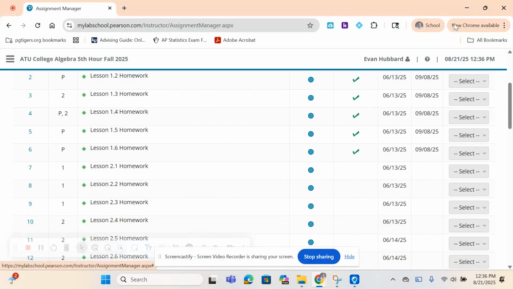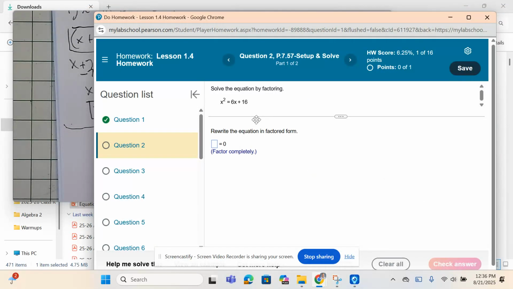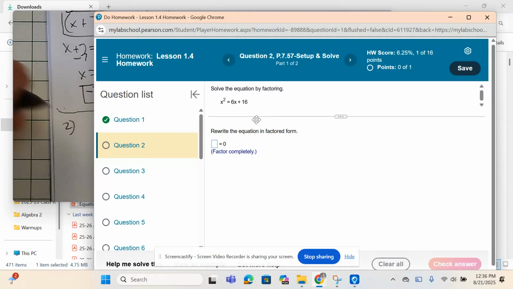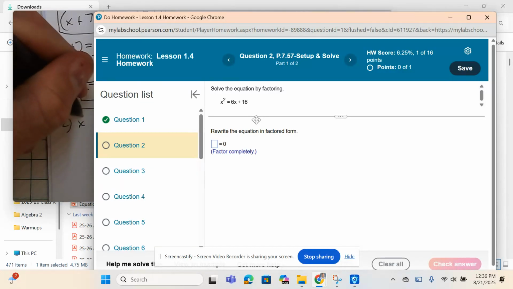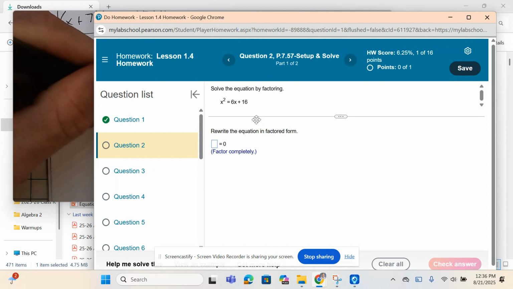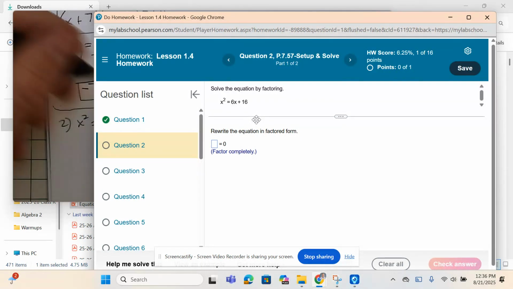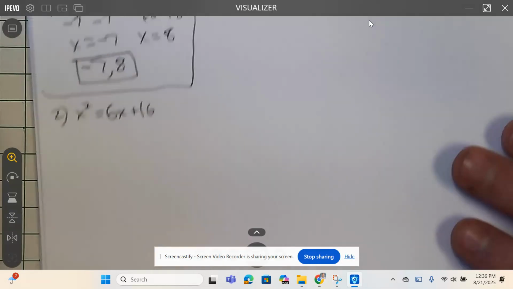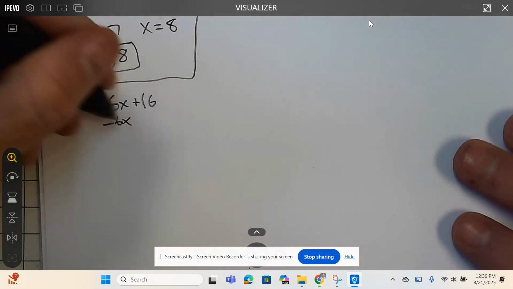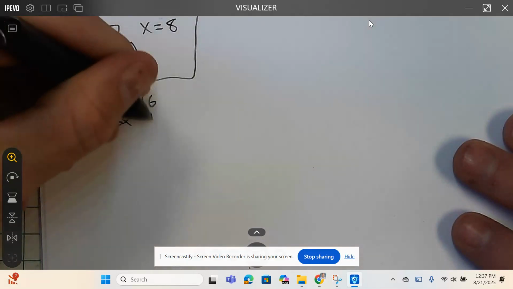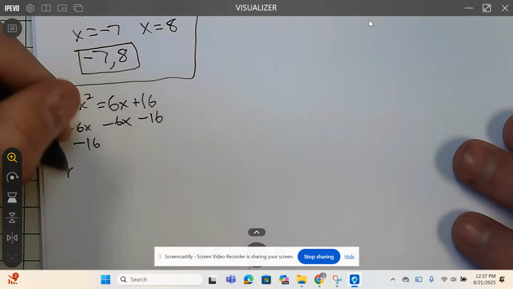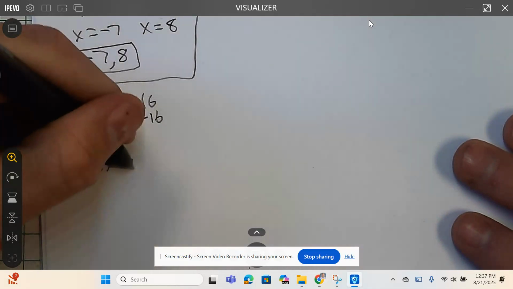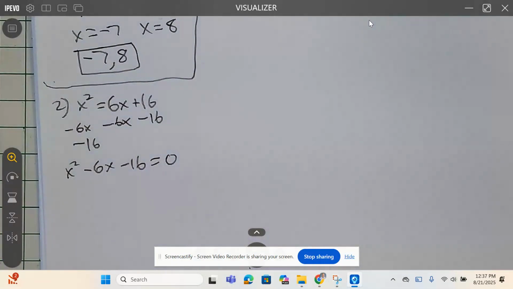Okay, let's look at number 2. Same thing, you're going to factor it first. But on this one, it's not equal to 0, so you've got to make it equal to 0 first. I'm going to subtract 6x and subtract 16. So x squared minus 6x minus 16 equals 0.